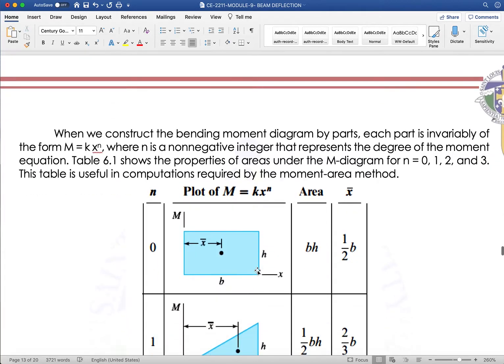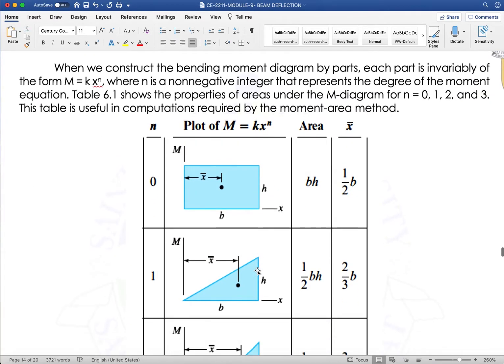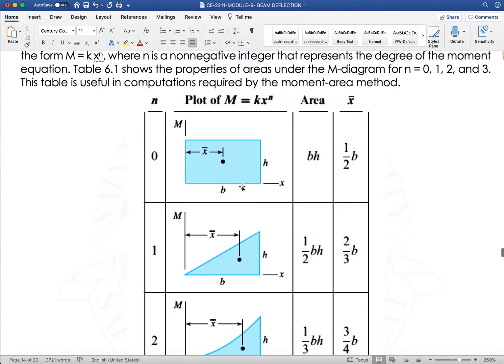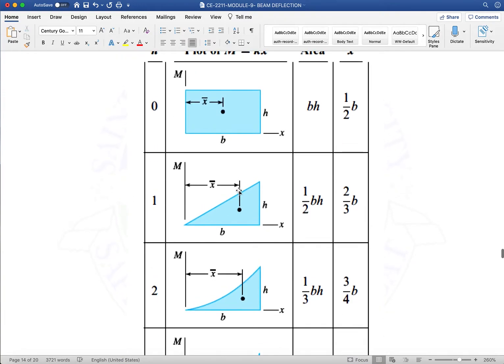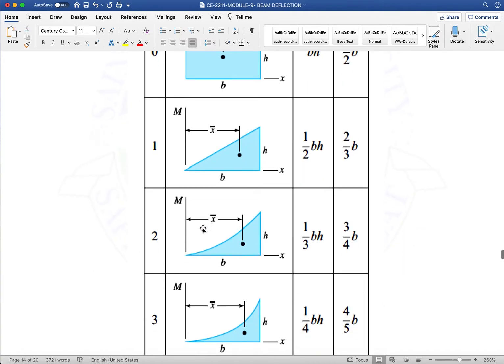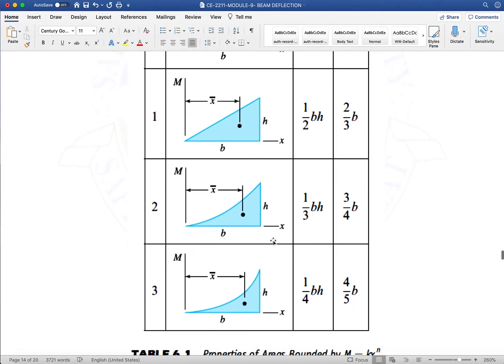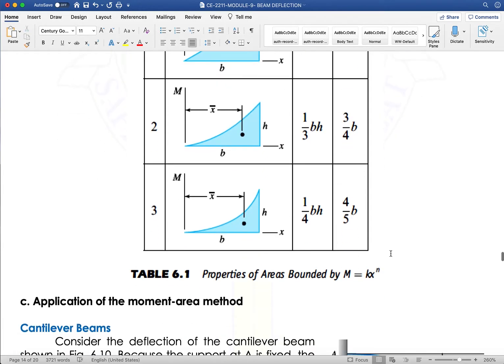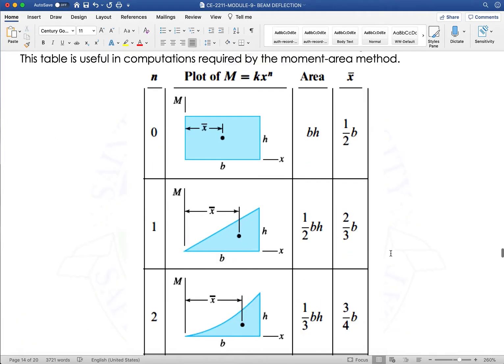But if you're going to check it here, it is more complicated than what we had on the first one. Okay? So when we construct the bending moment diagram, this would help us determine the centroid. So we know that the centroid of a rectangle is at the center. For a triangle, it is 1/3 from the base or 2/3 from the top. If it is a parabola, it is 1/4 from the base or 3/4 from the top. And if it is a third-degree curve, then you have it here.